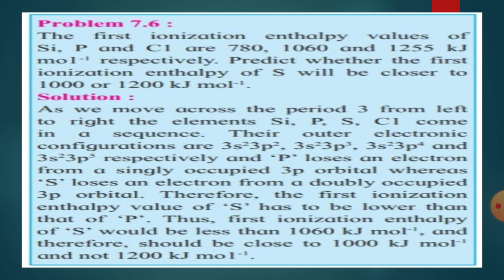The third ionization enthalpy is greater than the second, and the second is greater than the first. Across the period, ionization enthalpy increases. Down the group, first ionization enthalpy decreases. And we have solved a numerical for the same. Hope you all have understood.